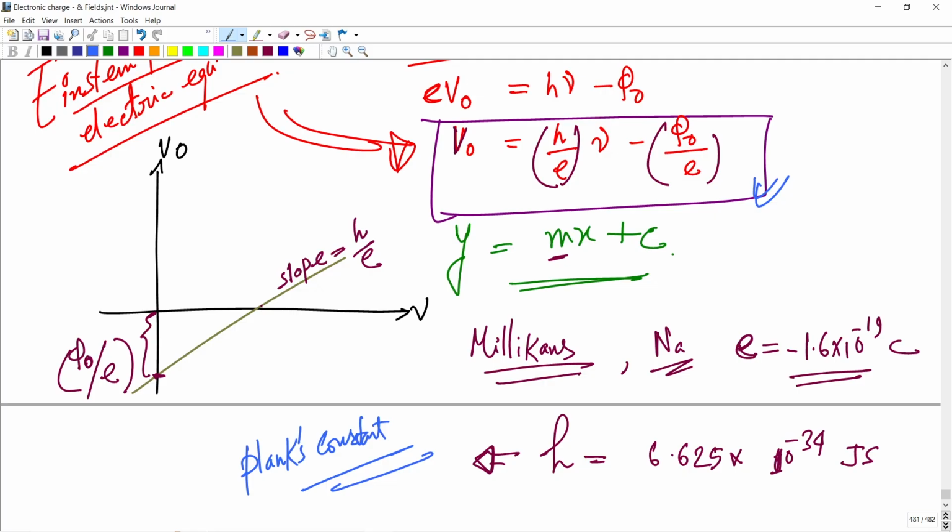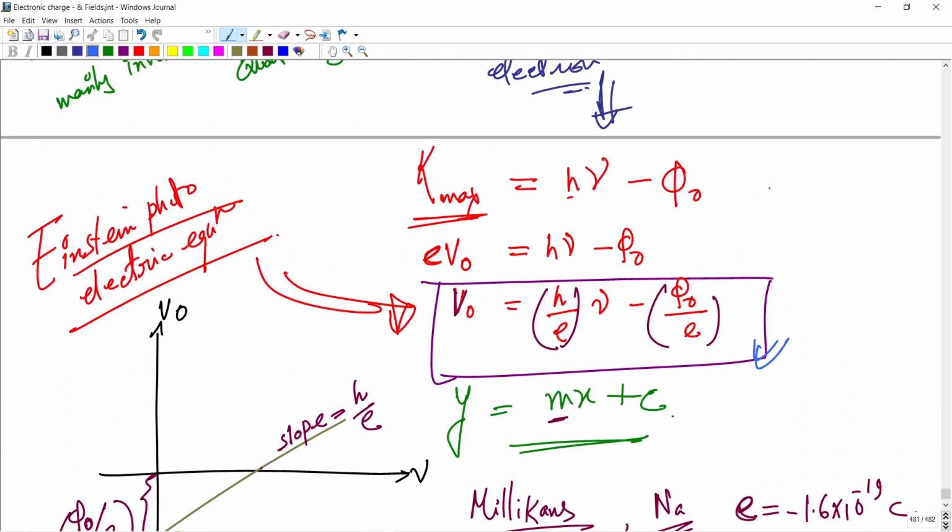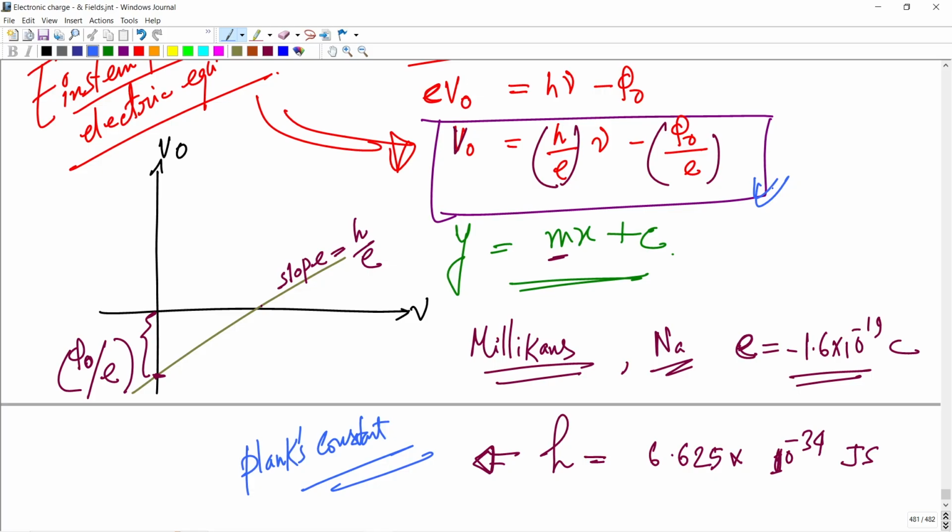Okay, so in the next class we discuss the particle nature of light, or photon. What is a photon? Here the electron was treated as a particle, and next class we discuss more about the photon or particle nature of light.